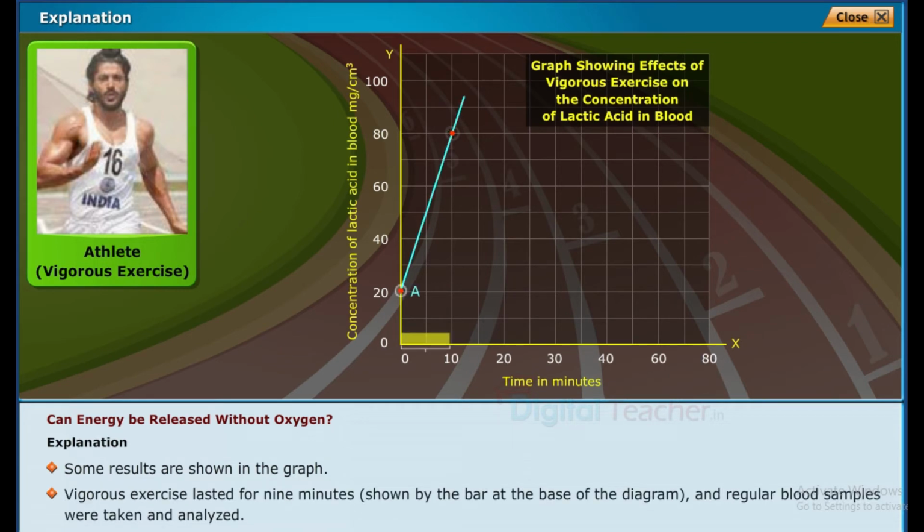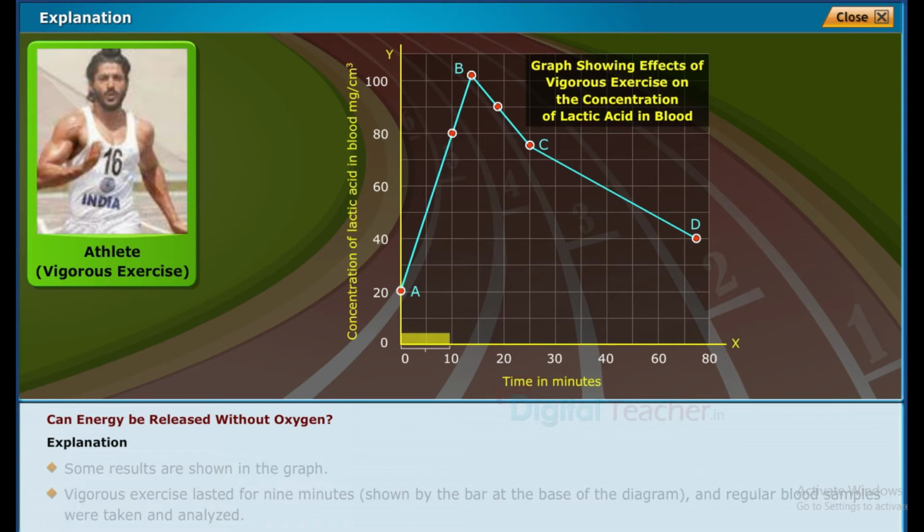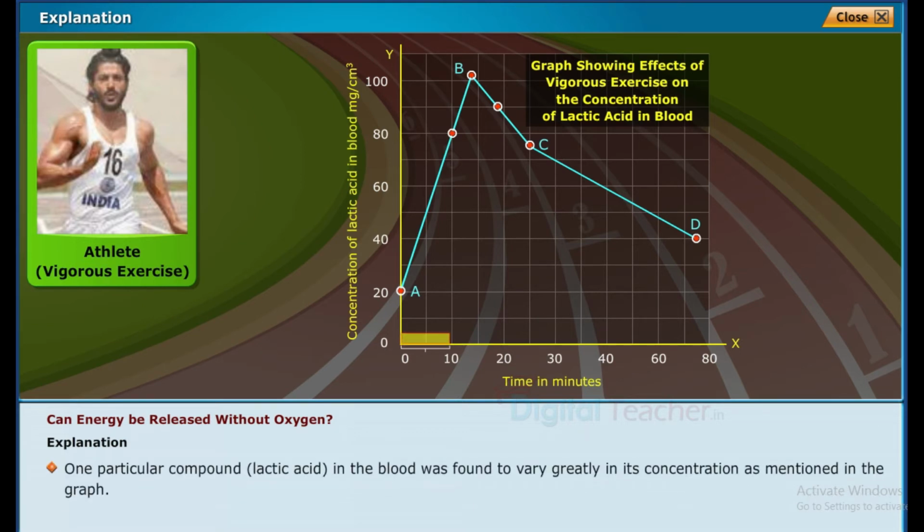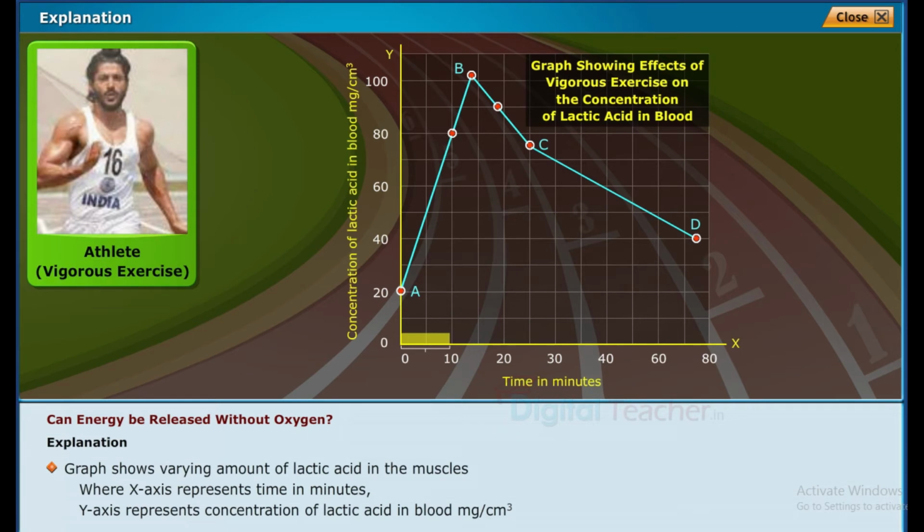Vigorous exercise lasted for 9 minutes, shown by the bar at the base of the diagram, and regular blood samples were taken and analyzed. One particular compound, lactic acid, in the blood was found to vary greatly in its concentration, as shown in the graph. The graph shows the varying amount of lactic acid, where the x-axis represents time in minutes and the y-axis represents concentration of lactic acid in blood, in mg per cubic centimeter.